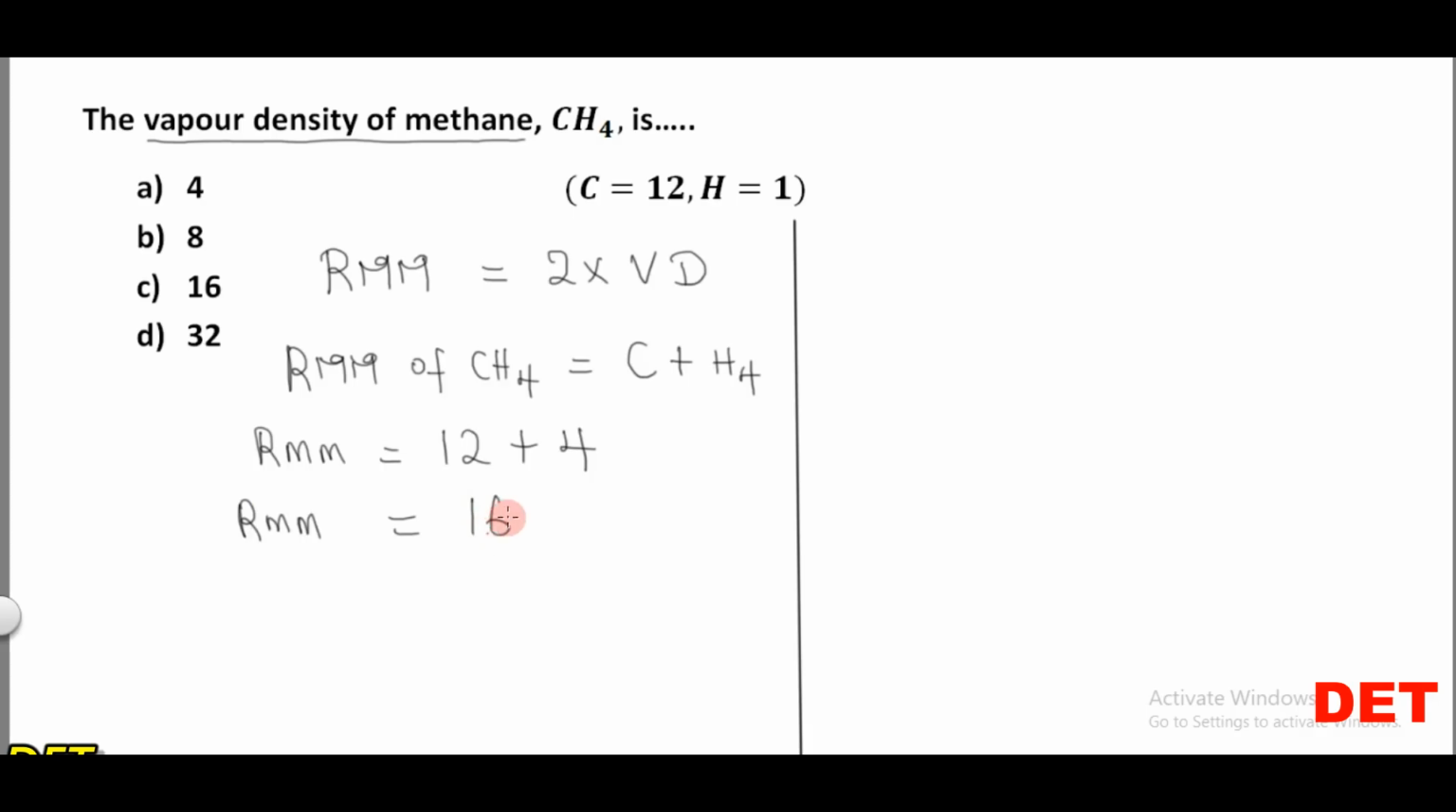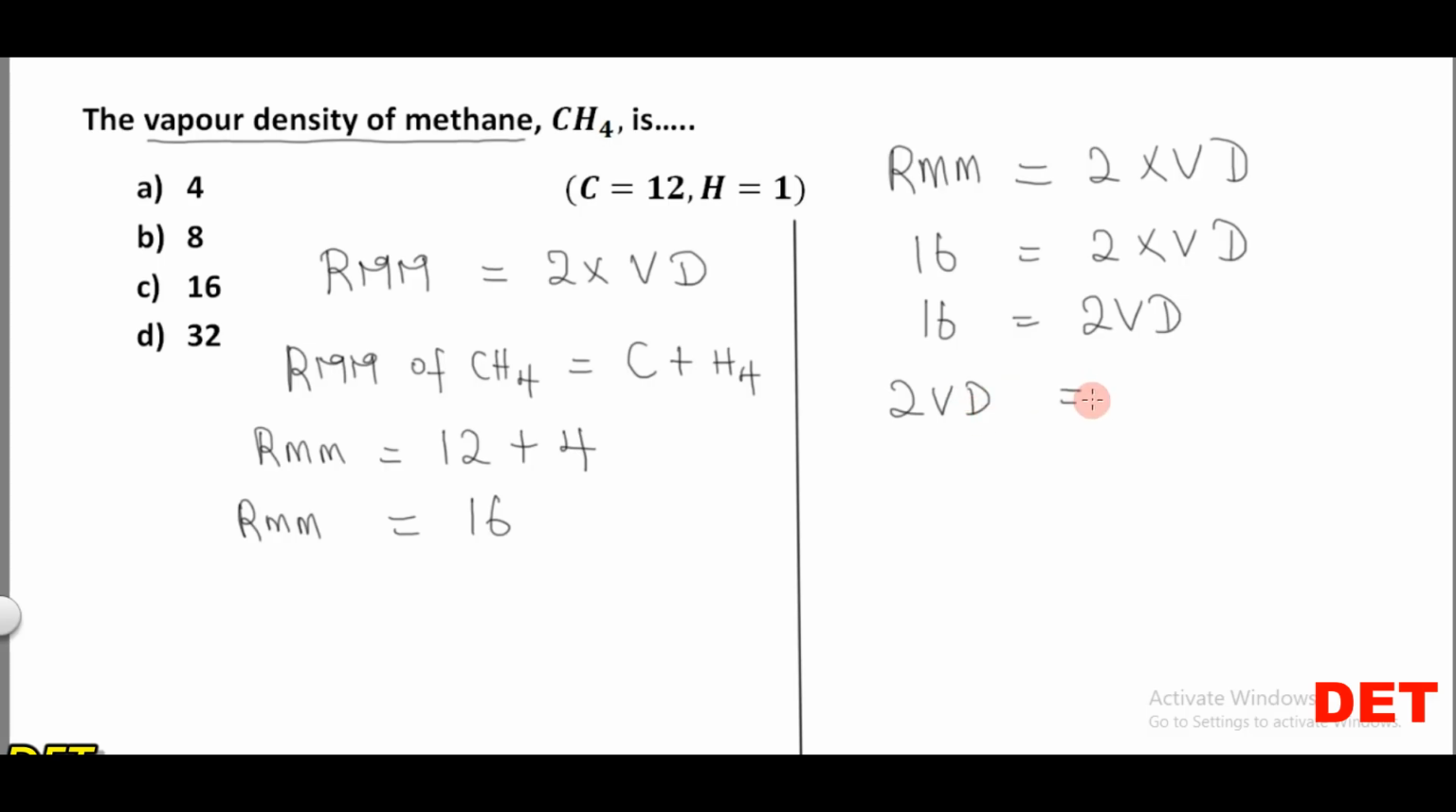All right. So now that we've gotten the relative molecular mass, what will be the vapor density? Again, the relationship is that relative molecular mass is equal to 2 times vapor density. We've gotten the relative molecular mass of methane to be 16. So 16 is equal to 2 times the vapor density, which is 2 Vd. In other words, 2 Vd is equal to 16. What I have here and what I have here are the same.